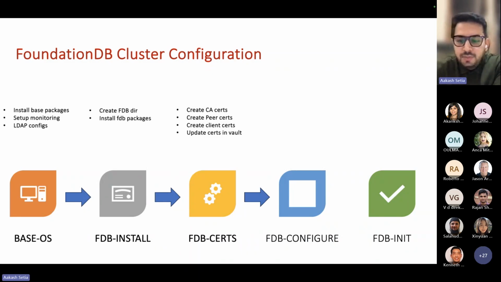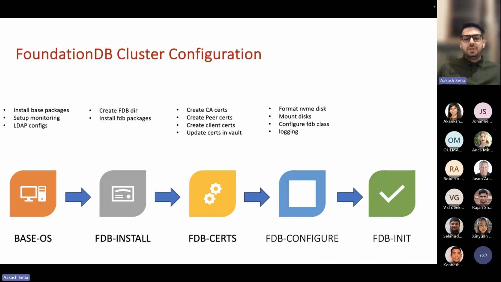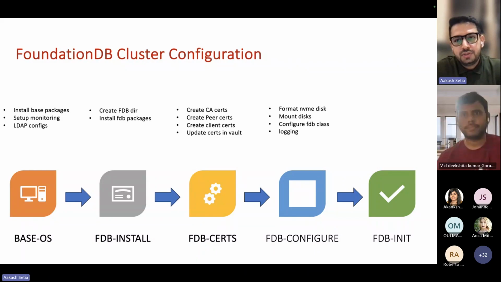So then comes the major part, FoundationDB configure. This function configures the machine from scratch because we are using NVMe disks. It formats them, mounts them. It configures the class. FoundationDB has different subsystems like storage, log. So based on the machine tag, it pushes all the configurations that are required. Like if it is a storage machine, it has a storage tag, it will push the storage configuration to that machine and build it. And it also configures logging.